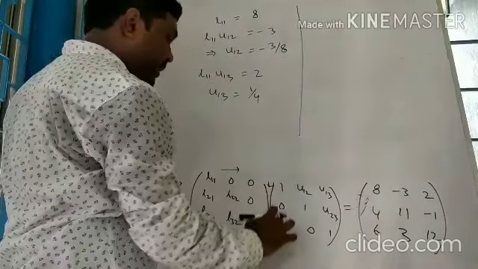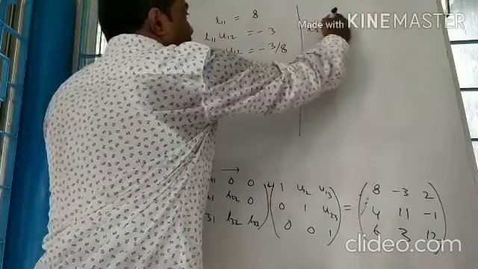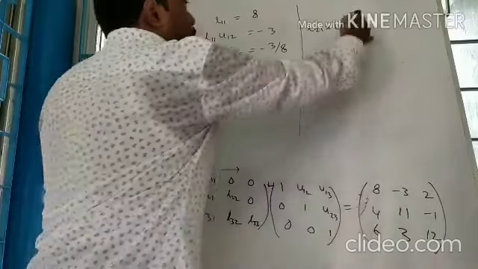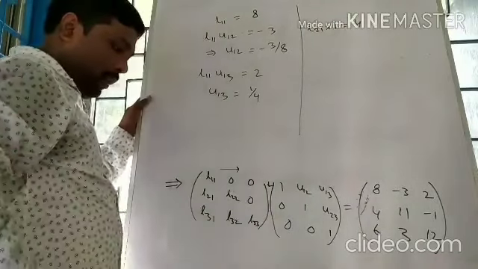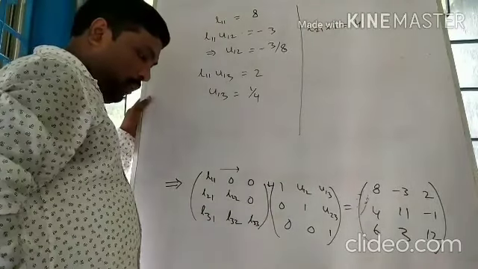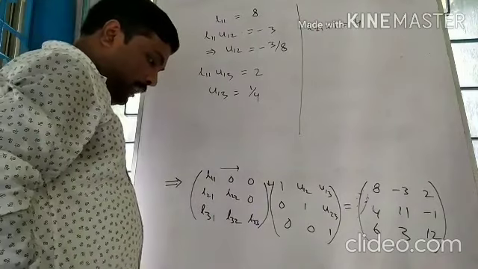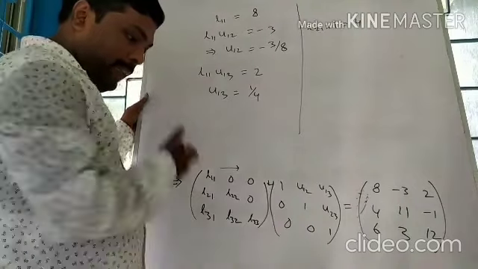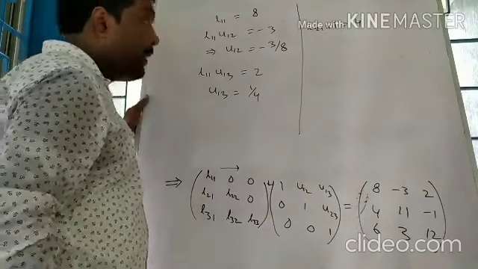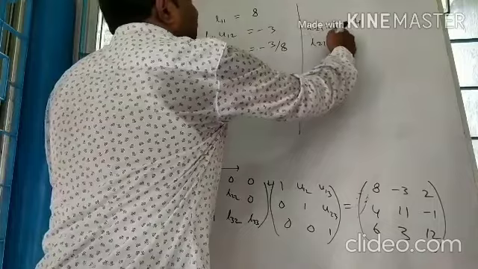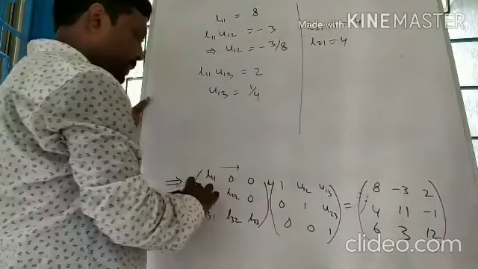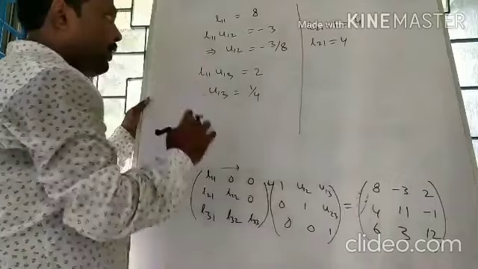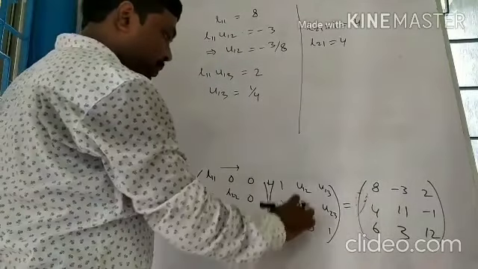Second row, first column. So L21 into 1 equals 4. So L21 is 4. Next, second row, second column.